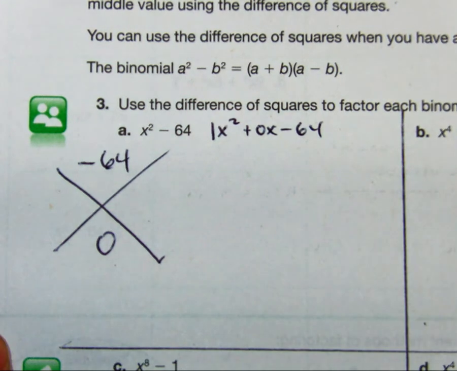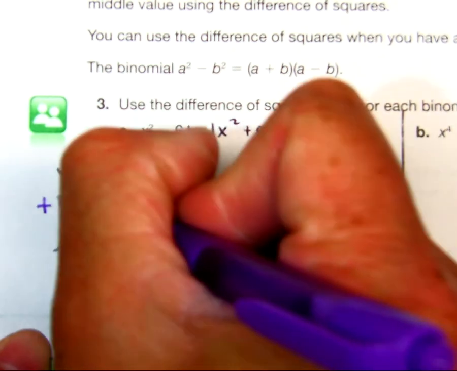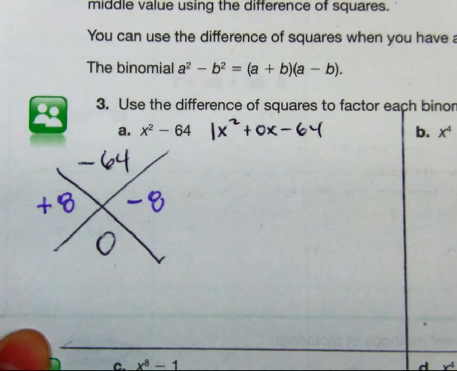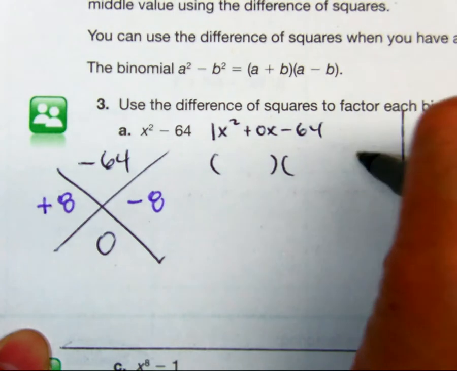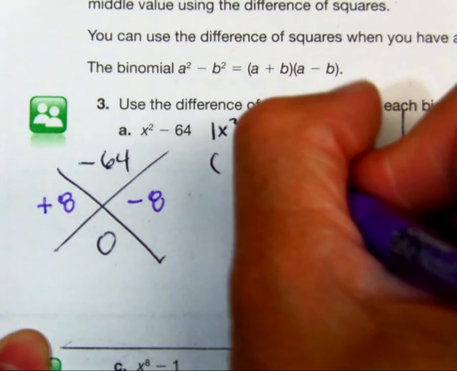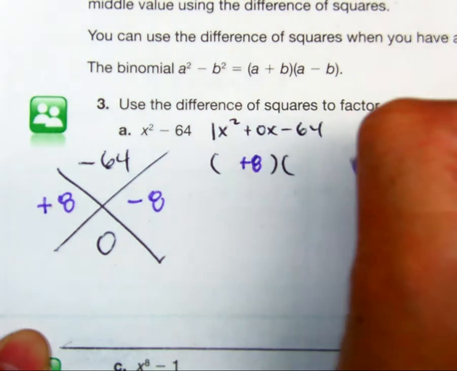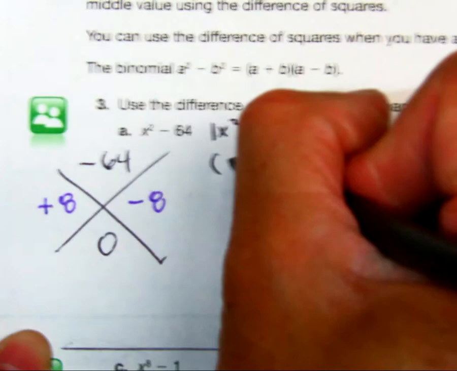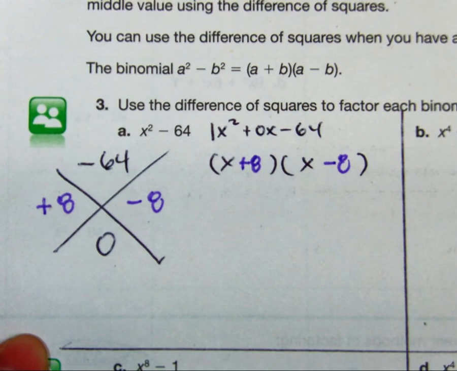Negative 64 and 0. Oh, wait, never mind. Negative 8, 8. So these are our two answers. Raise your hand if you got that.